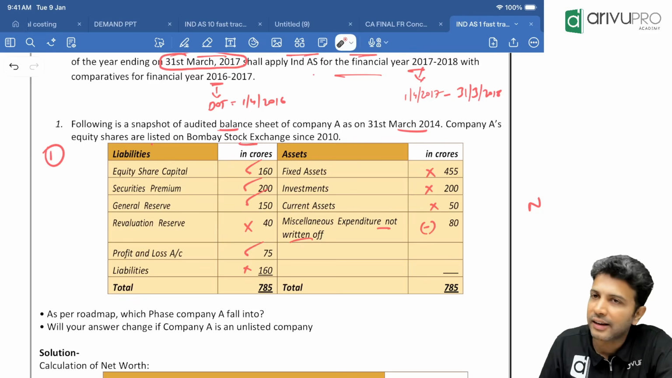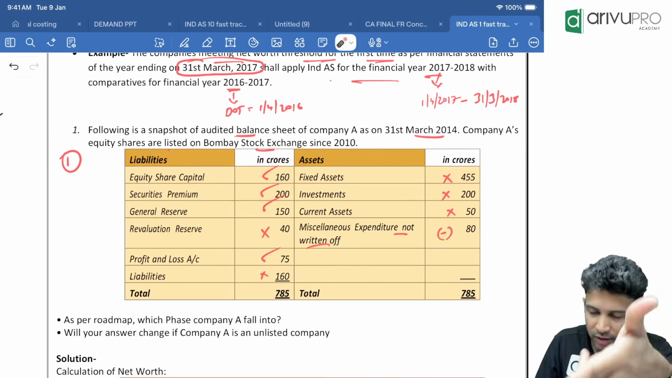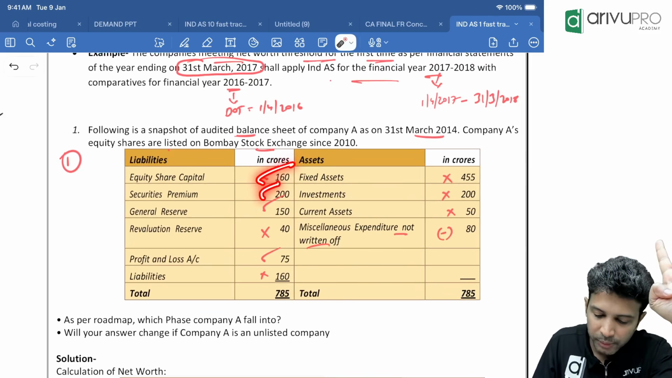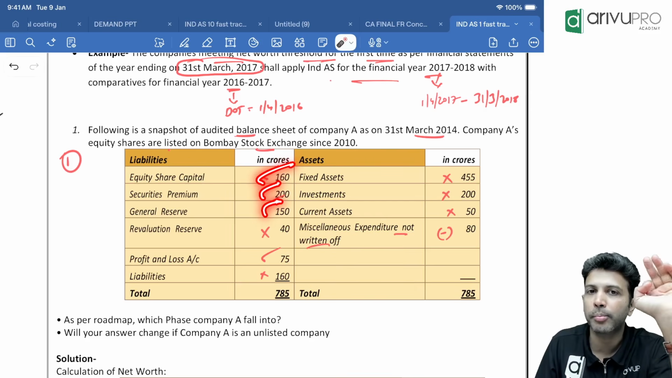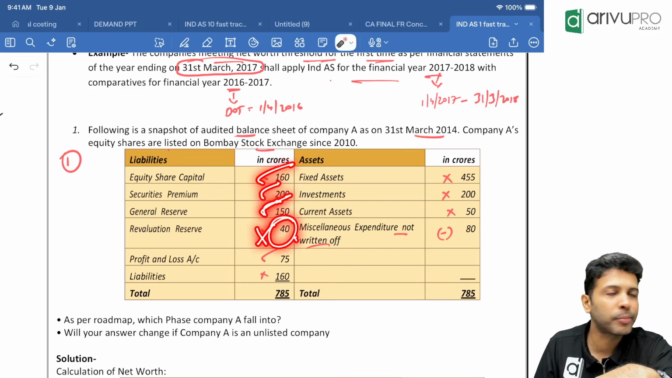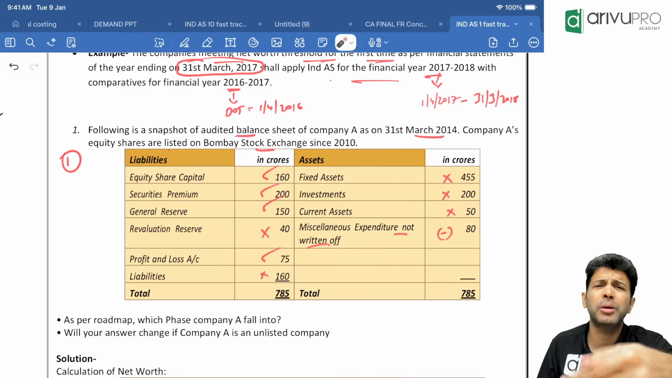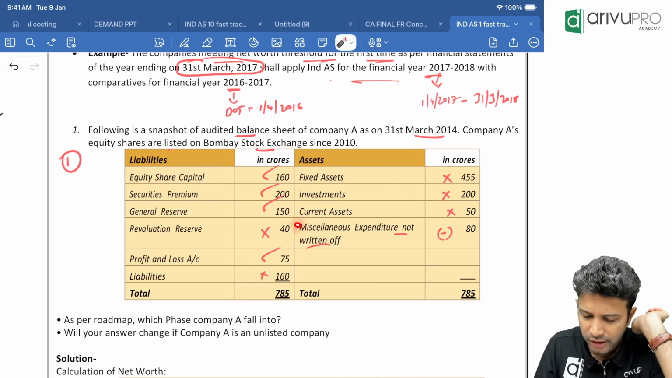So here, let's calculate the net worth. How do you calculate net worth? Will you take equity share capital? Yes. Take your calculator, add. Will you take securities premium? Yes. General reserve? Yes. All the reserves which are created out of profit you need to add. So general reserve, add. Is revaluation reserve created out of P&L? No. Revaluation reserve comes due to assets valued under the fair value model. So this is not created out of profit.